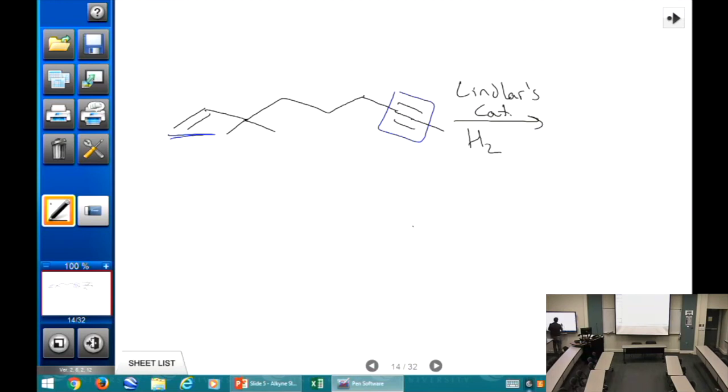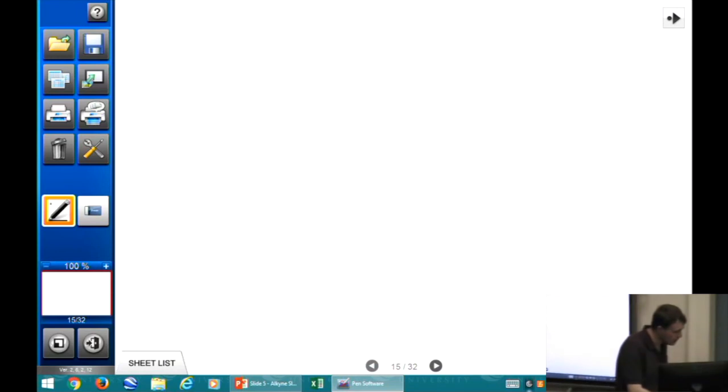So our product is going to be, it kind of looks a little goofy, but we're going to have a cis double bond, and we're not going to react with our alkene at all. Now, Lindlar's catalyst gives us a cis double bond, but if we want a trans double bond, we can get that as well.